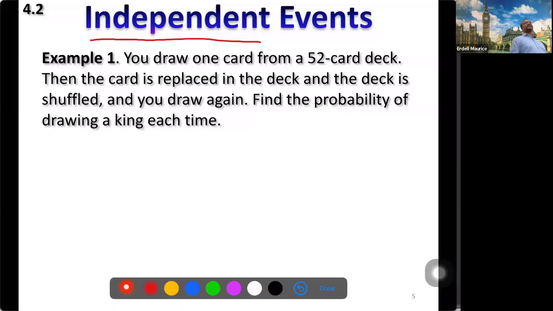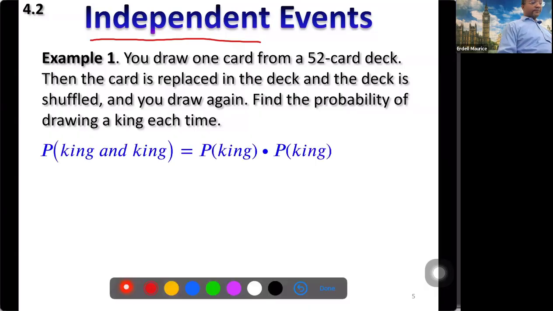Because the first time I'm selecting, how many kings can I choose? There are 4 kings out of the 52 cards in the deck, yes? I pull a card, I put it back in, I shuffle the deck. How many kings are in the deck? And so it's the same 4 out of 52 chance, yes? And so the probability of getting a king does not change. And so therefore, the probability of getting 2 kings is simply going to mean the probability of getting a king on the first pull multiplied by the probability of getting a king on the second pull. Questions there?